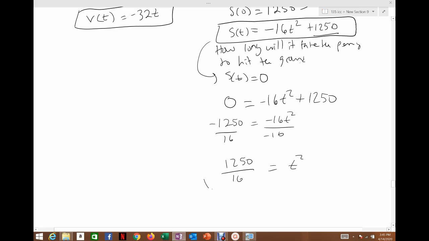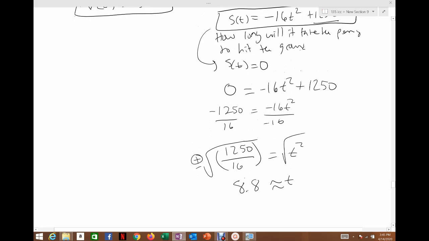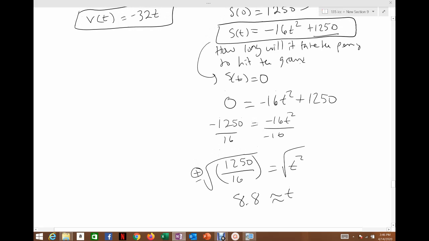And then it's t squared, so I will have to take the square root of that. Usually we do plus and minus, but time is always positive. So again, typically we do plus and minus, but I only want the positive. This is where we'll round. So when we plug that in, the square root of 1,250 divided by 16, all under the square root, comes out to be about 8.839 seconds, so I'm just going to round to 8.8. So the penny takes about 8.8 seconds to hit the ground. So that's how long it takes to hit the ground.